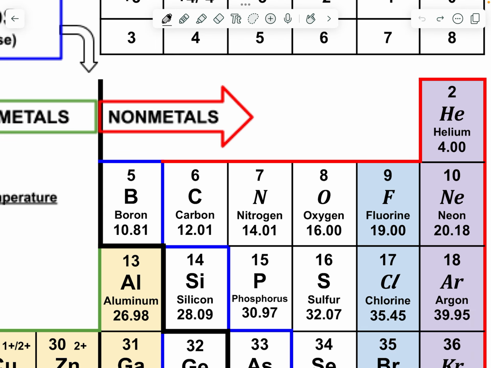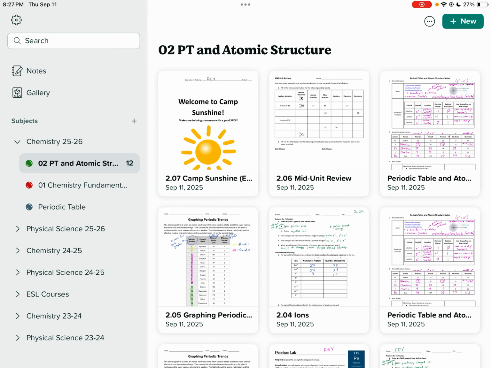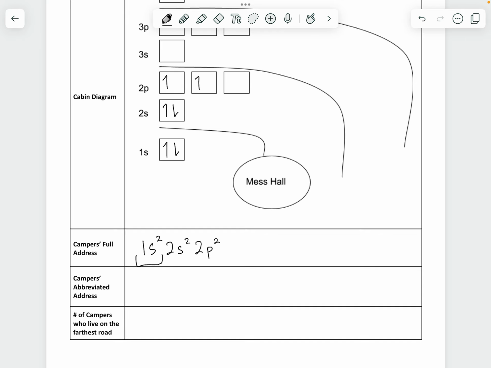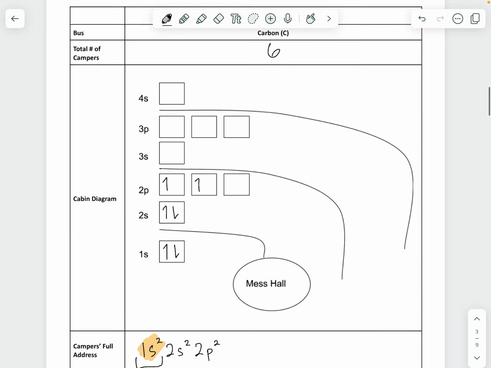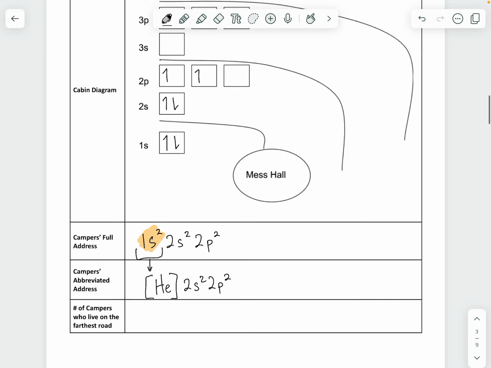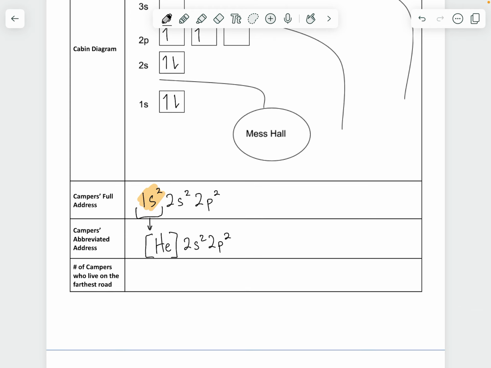And so what we can do is go back, and we can identify that the first 2 campers here, the 1S2 cabin, are actually going to be replaced by just writing in that helium symbol there in brackets. And then we add on the campers that are left over. And so that's how we can shorten it. Now, it doesn't make sense to shorten such a small amount of campers right now, but as we get more buses that come in with many more campers, it'll be a lot easier then to see why we do that.